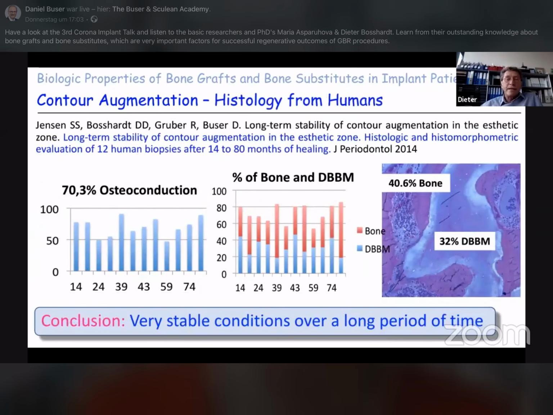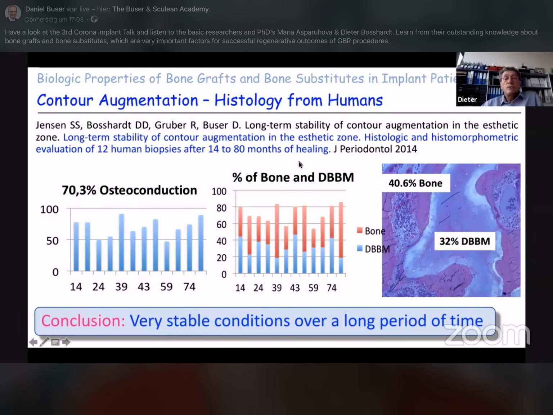Now, it's always necessary to prove such concepts and also to show proof of preclinical studies by providing data from humans. And here we have such a study. So Dani was able to harvest some very tiny bone biopsies when he had to reopen an augmentation site. And we analyzed in the histolab 12 human biopsies after 14 to 18 months of healing. And I summarized these results that the osteoconductivity we measured on all the bone substitute particles, now this was Bio-Oss here, was on average 70%. So this is also a very osteoconductive material.